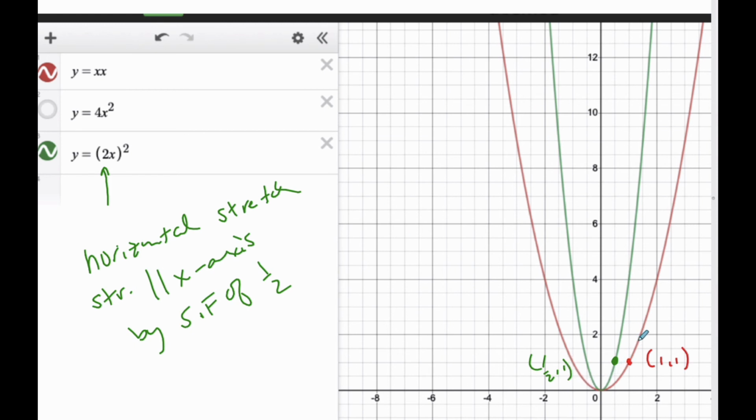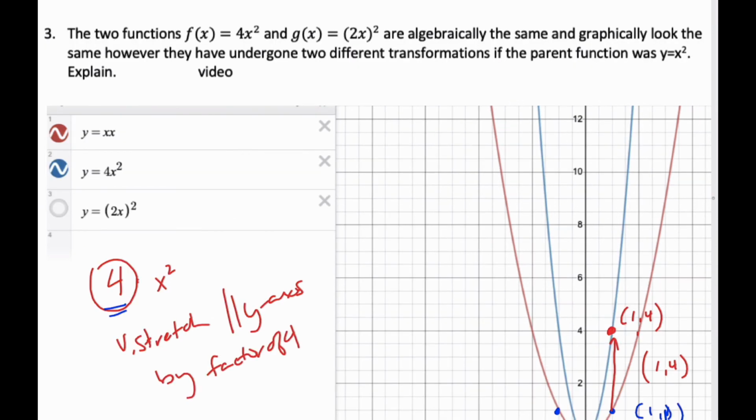Similarly, if I take the point 2, 4, if I stretch it in, it's going to become this point here, 1, 4. And you can see that it's the exact same graph happening in a different way. Before it was moving it up, now it's moving it inwards. So that's the difference between a horizontal stretch and a vertical stretch.